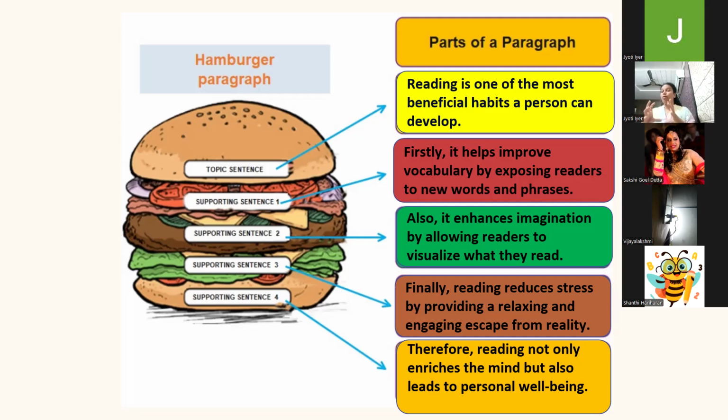So, this is how the child will also be able to think that, okay, this was what we said, this is how we are saying it again, kind of proving it. So in between, we have to give the justification. The three justifications are: firstly, it helps improve vocabulary by exposing readers to new words and phrases. Also, it enhances imagination by allowing readers to visualize what they read. Finally, reading reduces stress by providing a relaxing and engaging escape from reality.